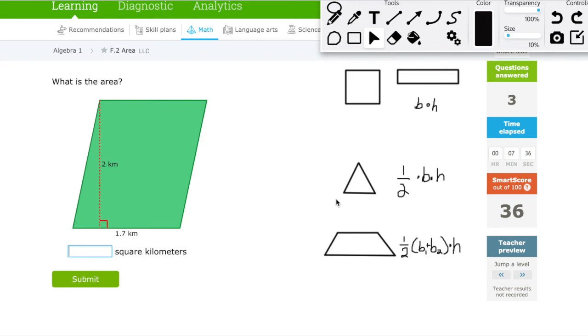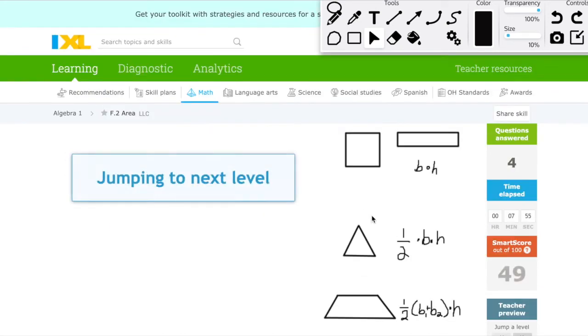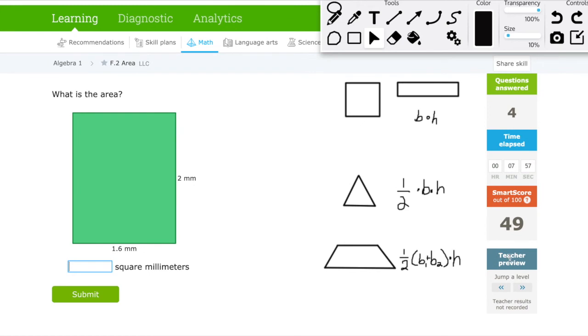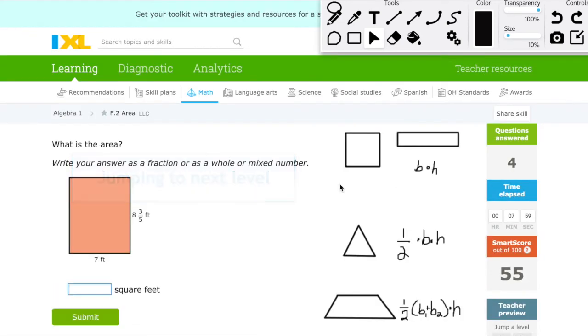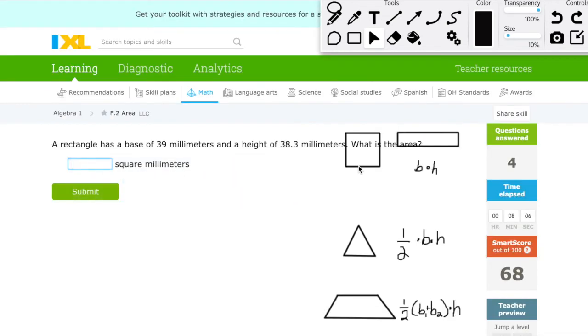We can do this one real quick, even though it's similar, because it has a decimal to it. 2 times 1.7, I'm going to use my calculator for this one, 3.4. It gives you the units. If it didn't, you would want to be very careful with that. Let's jump another level, see if there's anything left to us that we haven't talked about yet. Fractions, that would work the same way as decimals.